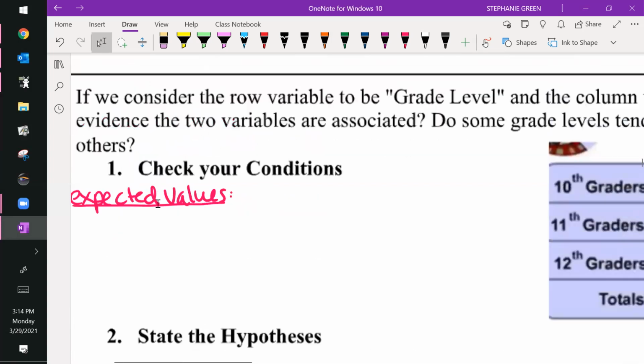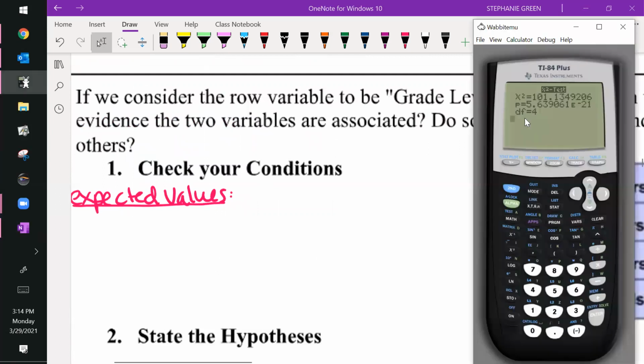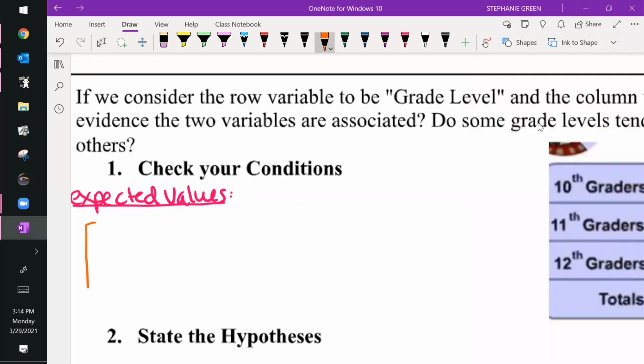What were our expected values? Remember I said when we do a chi-square test, it stores your expected values in matrix B. So I'm going to go second matrix menu, option 2. There's my matrix B. I can see it's in there. Hit enter again. There are all of my expected values. So I'm going to write all those down. I can see easily they're all greater than 5, so we have met our condition. So just real quick, write that in.